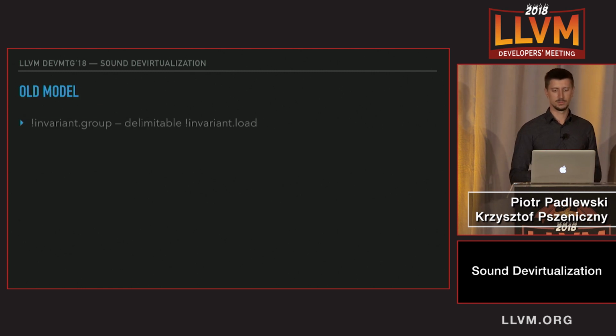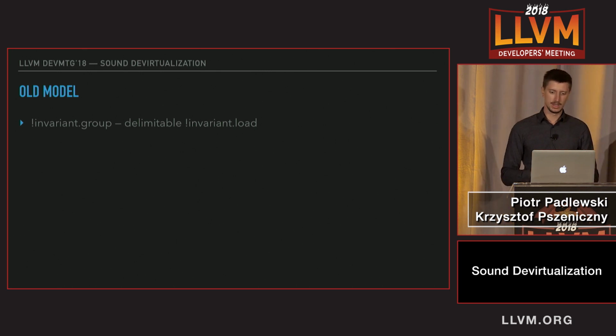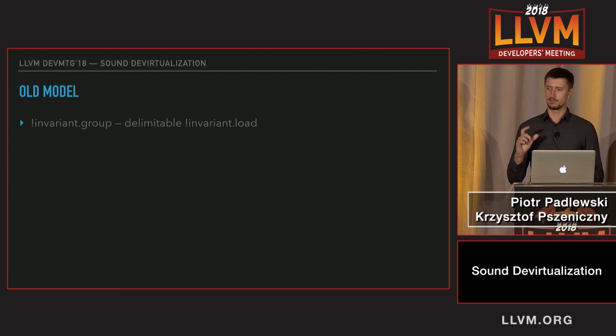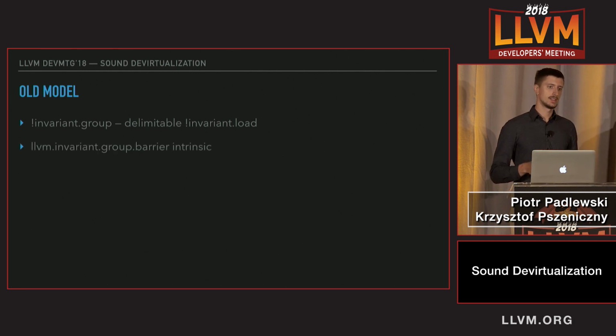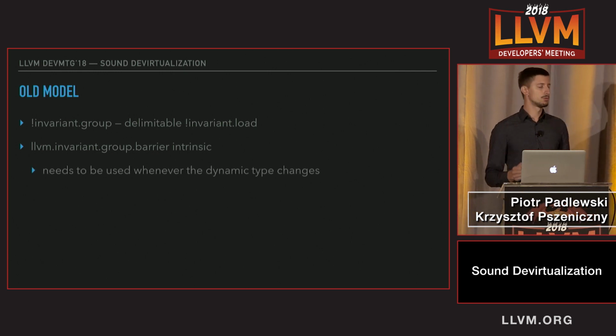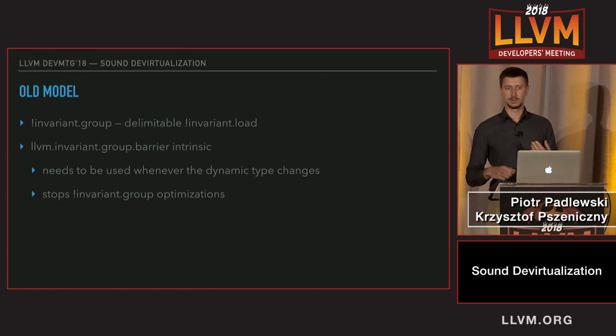So for the old model, we introduced new metadata that could be put on the loads and stores called invariant group, which is very similar to invariant loads, but we can limit scope using barriers. And the barrier is an intrinsic that takes a pointer and returns a new pointer. We would need to use it every time the dynamic type changes, and it would pretty much stop the invariant group optimization from happening.